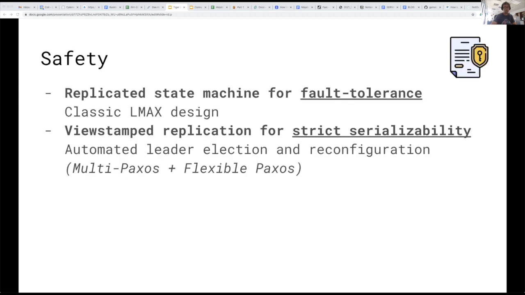So on the first pillar, safety, we are using a replicated state machine model. That's our fault tolerance. It's a classic LMAX design. Joran will probably give you some more detail on exactly what we mean by that. But at a high level, we replicate to a minimum quorum of replicas. We wait until we've got a quorum that's acknowledged that they've received each batch, and then we only start processing. And they will only acknowledge once they have written to the journals.